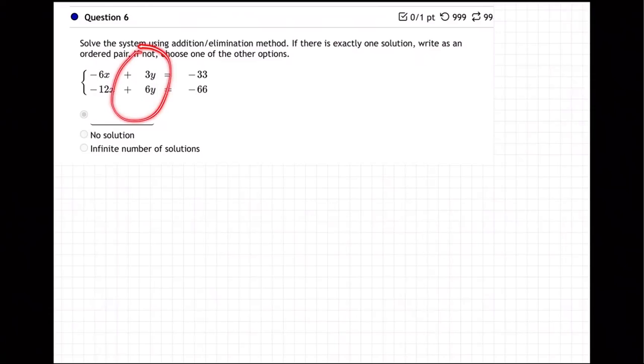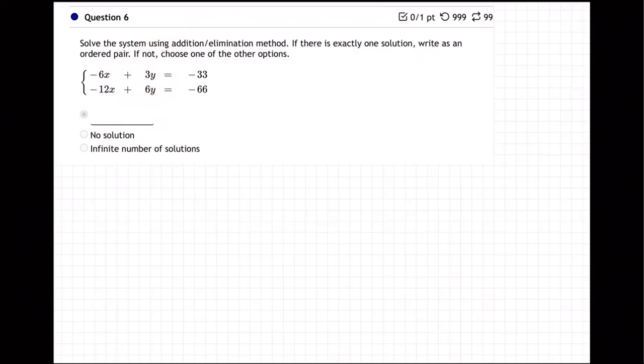So I'm looking right here at these Y's. These look a little easier than the X's. I can make this 3, if I multiplied it by 2, I could make it 6Y. Then it'll be the same as the bottom. Oh, but I want to make it opposite. So multiply by -2. Then it'll be -6Y, which is the opposite of positive 6Y.